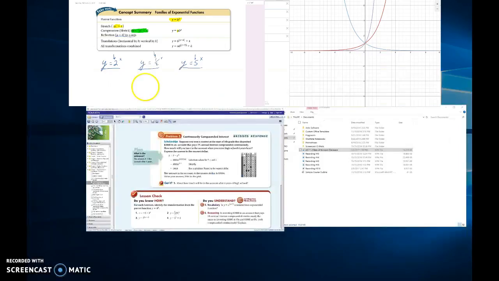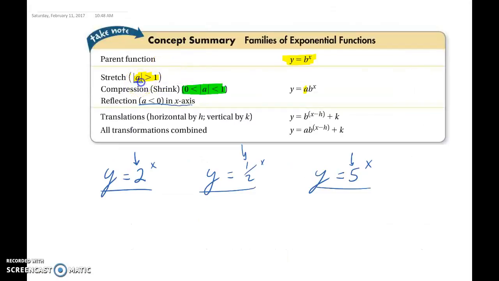So that's why in these ones we always focus on the positive a, because once it's negative, that just tells us it's being reflected. And then we still need to focus on the positive value to see, is it shrinking or is it stretching? And then same thing as we've done before.